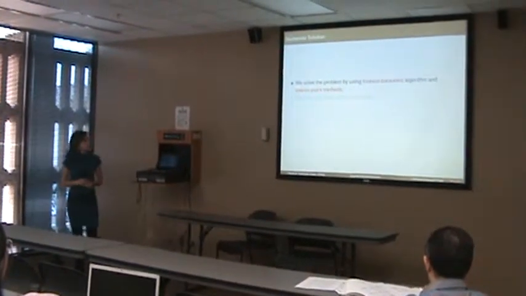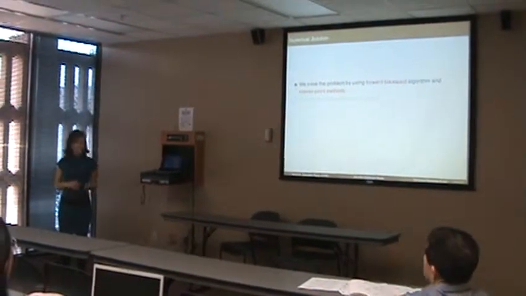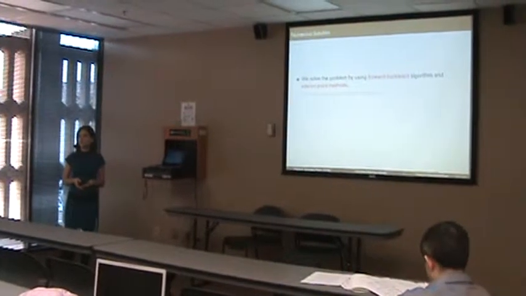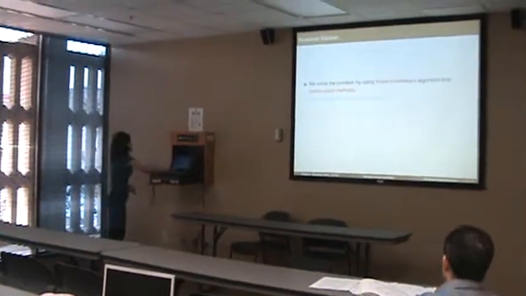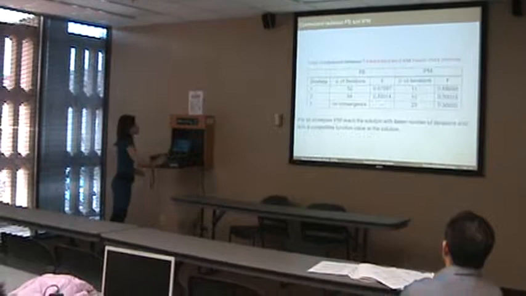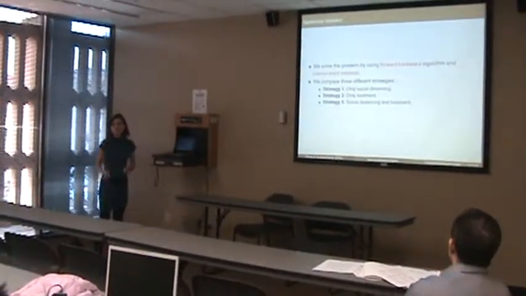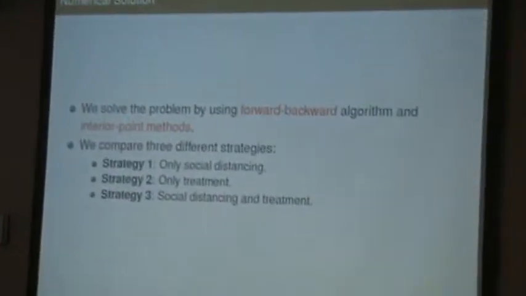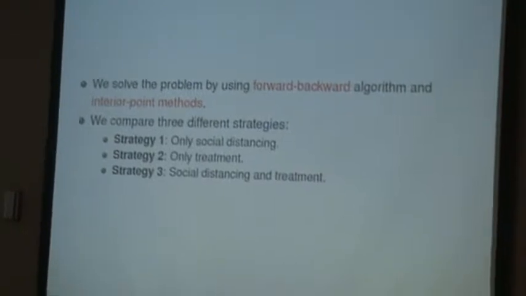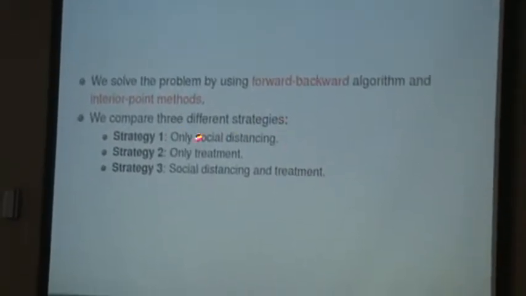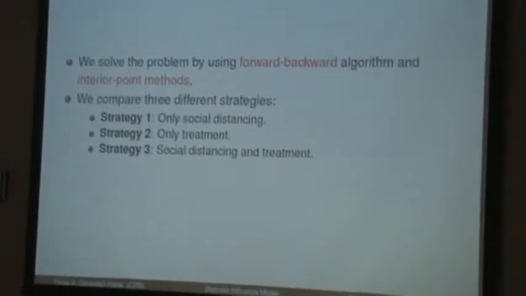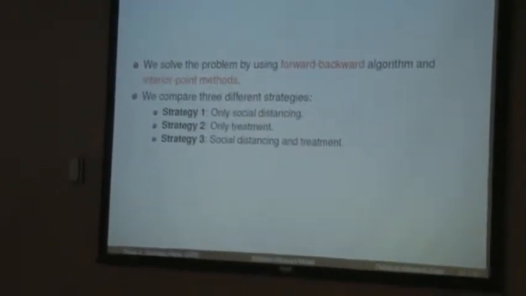So now what we do is that we solve the problem using both methodologies. The idea is to see which is working better. And also in terms of the epidemiological application, we want to compare 3 strategies. So we want to see what happens when we apply only one policy or when we put both policies together. The first strategy is only social distancing. The second one is only treatment. And the last one is both strategies together.